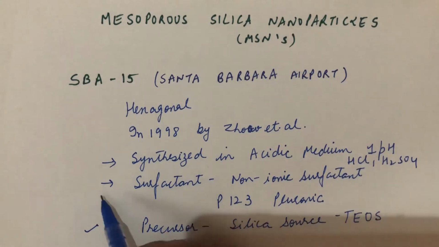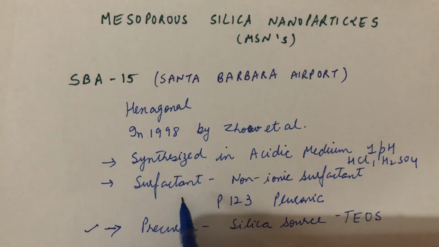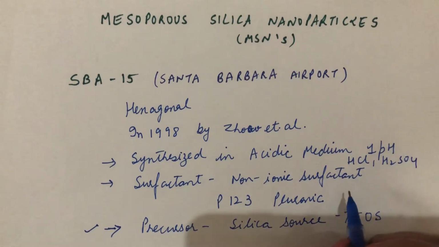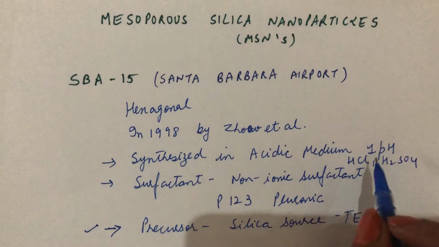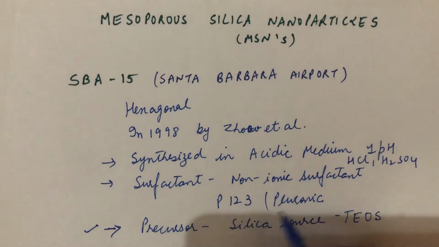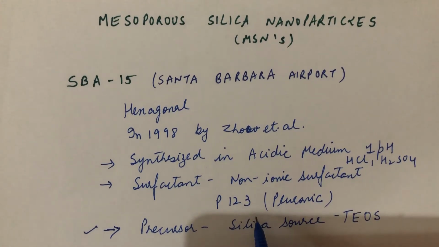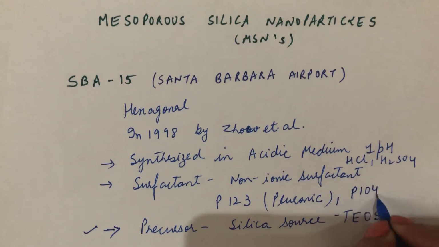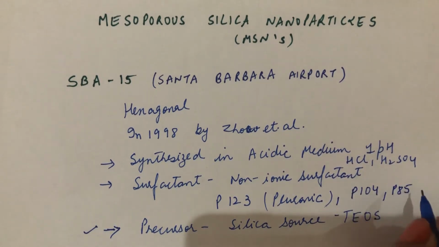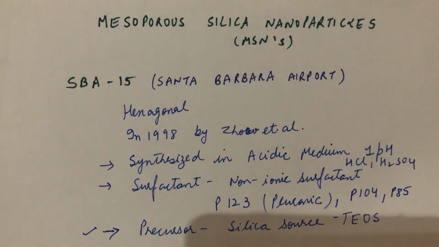Now the third thing is the surfactant. In this case we use a non-ionic surfactant, whereas in case of MCM41 we use a cationic surfactant. Here non-ionic surfactants are used, like P123. Its full form is Pluronic, but it's actually pronounced as P123 only. It is a long polymer of carbon chain, and apart from that, other sources such as P104 and P85 are different surfactants which can be used.